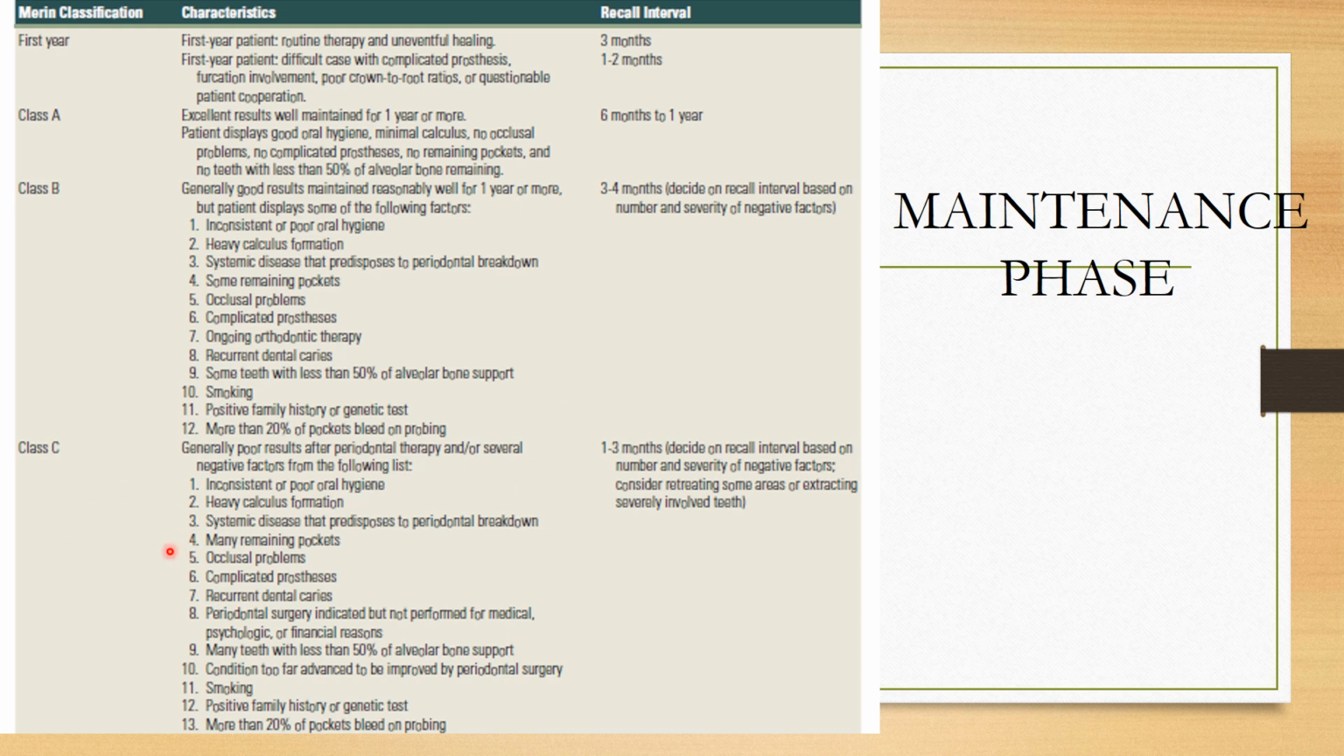And class C, it's very poor results. It is generally poor results after periodontal therapy, with very little response to the treatment with all these factors. Then you have to call the patient once in 3 months, or once in 1 to 3 months. So that is the maintenance phase.